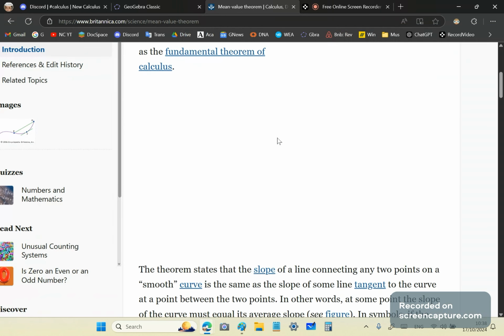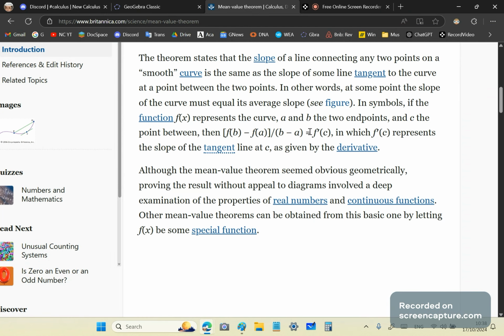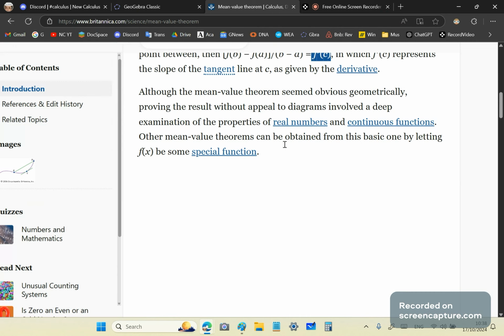So the theorem states that the slope of a line connecting any 2 points in a smooth curve is the same as the slope of some line tangent to the curve. Well, that's the unremarkable thing. The remarkable thing is that the arithmetic mean is given by f prime of c. Now, of course, mainstream academics are fools who don't understand what is a tangent line and where it came from and how they even got the concept of tangent line.